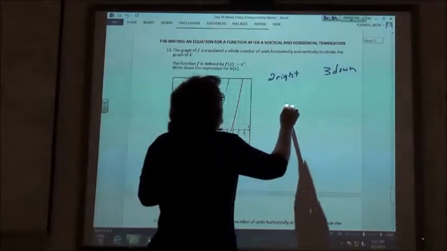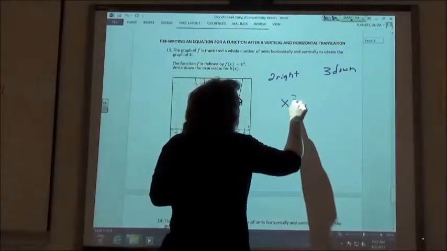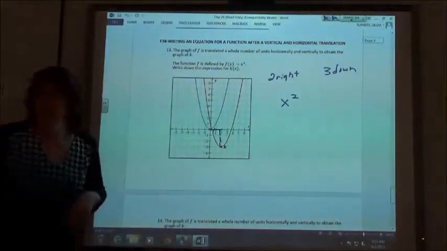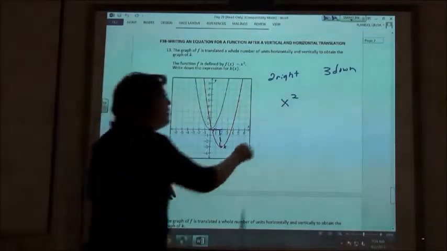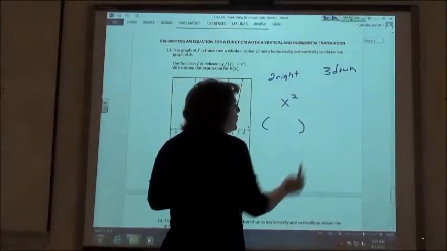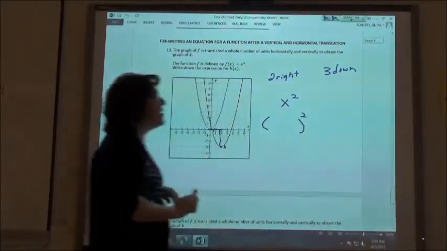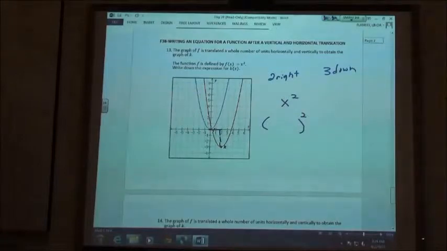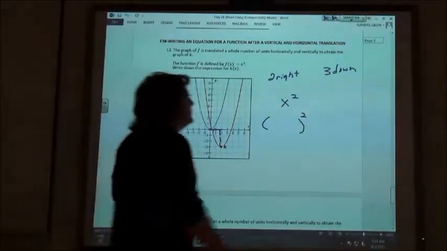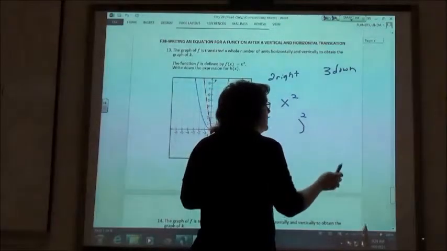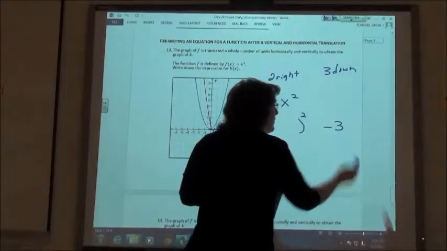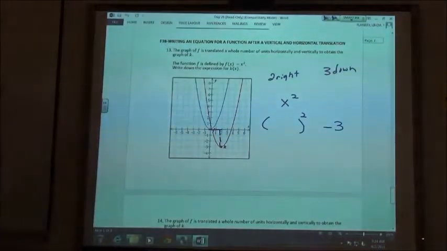So our original graph said that we had x squared, right? What we want to figure out is what we need in parentheses for the x, which was squared, and then what we need on the end to move it 3 down. The 3 down is the easy part. What did we do on the end to do 3 down? Negative 3, right? We just put a minus 3 on the end.